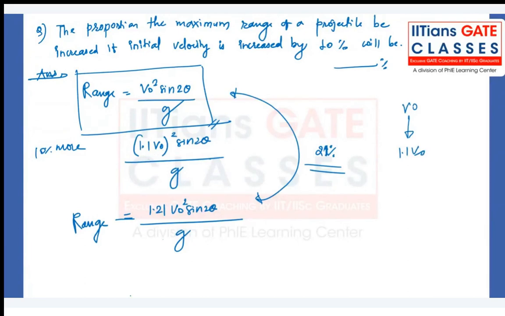And now, what is 1.1 square? 1.1 square is 1.21. Okay, so 1.21 V naught square sine of 2 theta by g. So if you compare it, you can clearly see by 21% our answer got increased. Okay, so our range got increased. Is it clear now? Yes, sir, it's clear now. Next question.